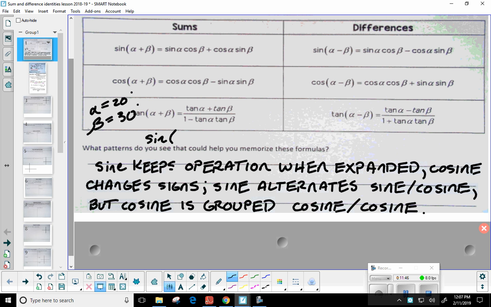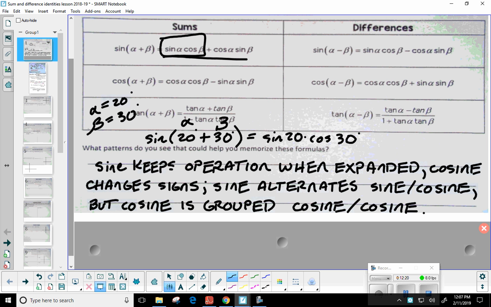So I'm going to take sine of 20 plus 30. Knowing those two values, let's just go ahead and apply them to the formula. Because it's sine of addition, I'm going to use this formula right here. But we always go in order. Remember, this is alpha, and that's my beta. So the first part, sine of alpha cosine beta, I'm going to say sine of 20 times the cosine of 30.